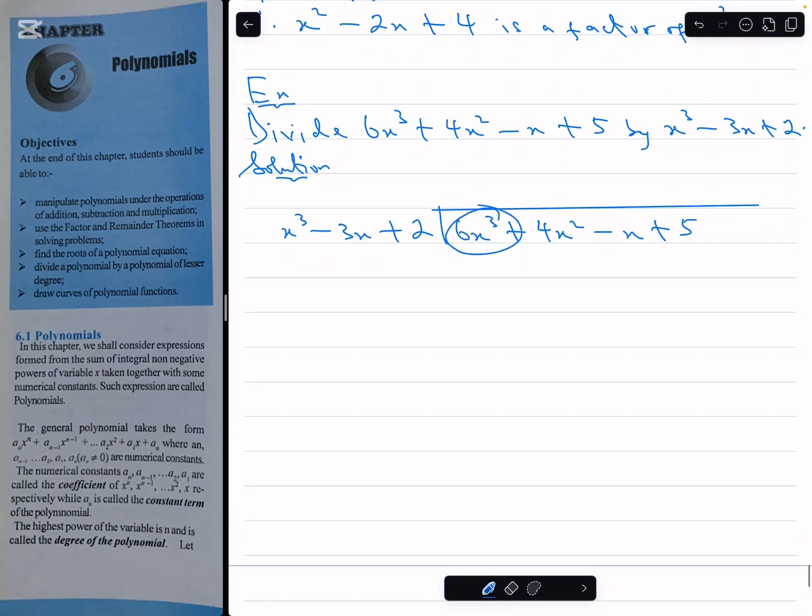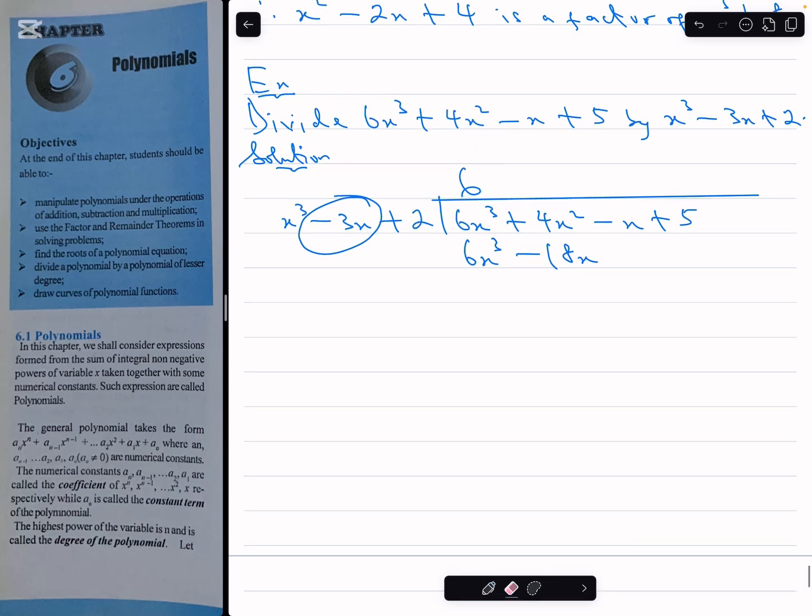Now 6x cubed divided by x cubed, that's 6. Now we multiply the whole of this by that 6, and that means x cubed times 6, that's 6x cubed, minus 3x times 6, that's minus 18x, 2 times 6, that's 12. I see that the arrangement here looks a bit off, one term is missing, so I don't want to get confused. There's no x squared term here, so let me write it as 0x squared before I continue with my multiplication.